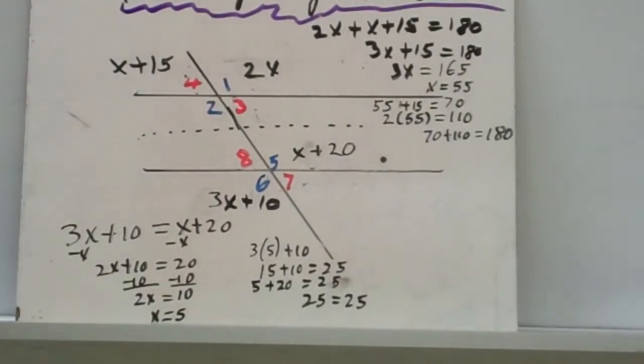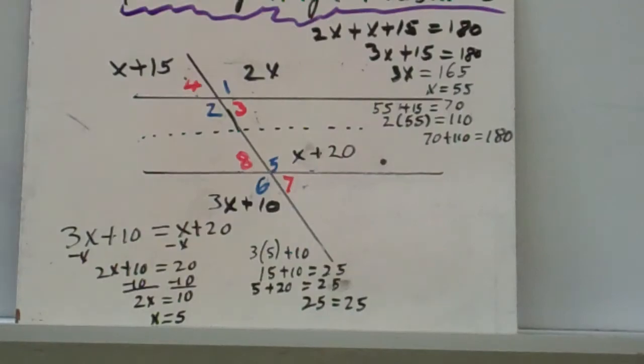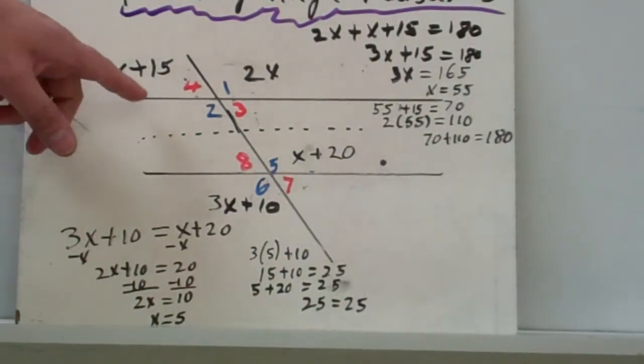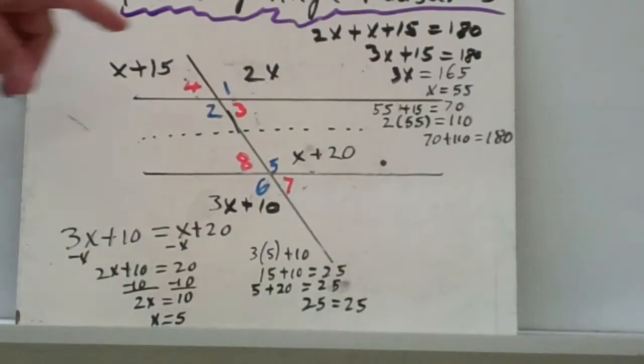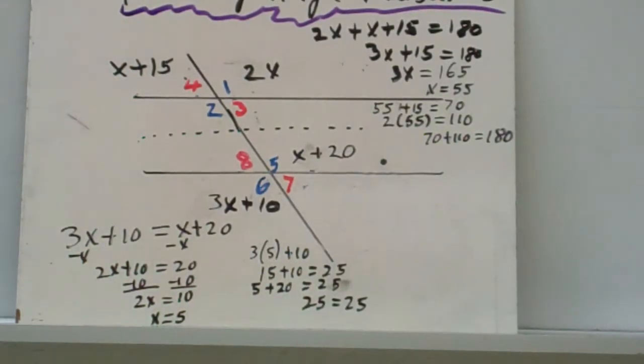Things get a little trickier when we have expressions instead of actual angle measures. And with this transversal, I've actually cut it in two because there's two different pieces to this. So this one here, up on the top, I have the angles 1 through 4. And angle 4 has the expression x plus 15. Angle 1 has the expression 2x.